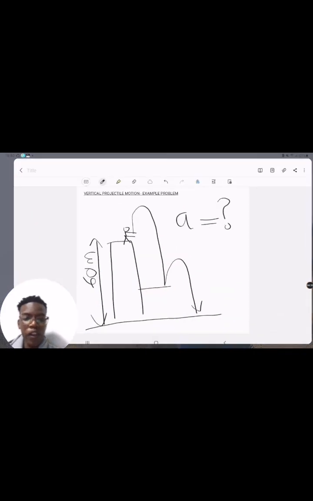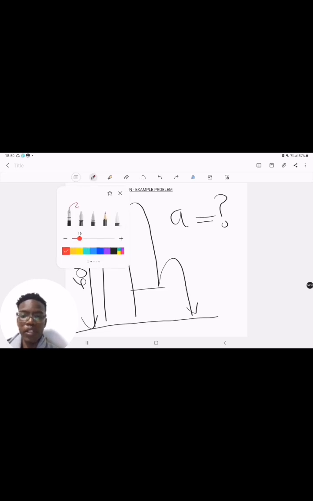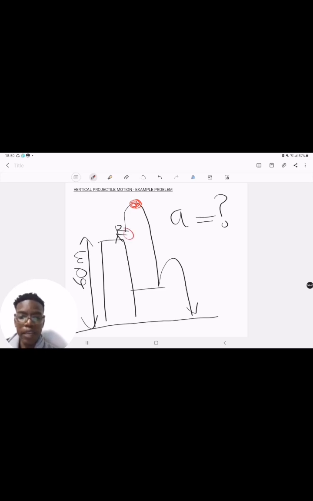So when the object is at its maximum height, where is the object's maximum height? The object's maximum height is there. Okay, let me change colors to represent the object. So the object's maximum height is there. It gets thrown from here, goes up, and then it reaches its maximum height. All right? That's where its maximum height is. And they're asking us at its maximum height.